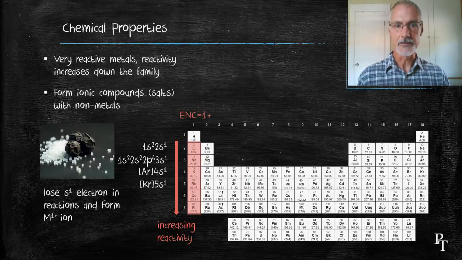For instance, table salt is shown here. All of these species tend to lose that s1 electron and develop a +1 charge when they form an ion.